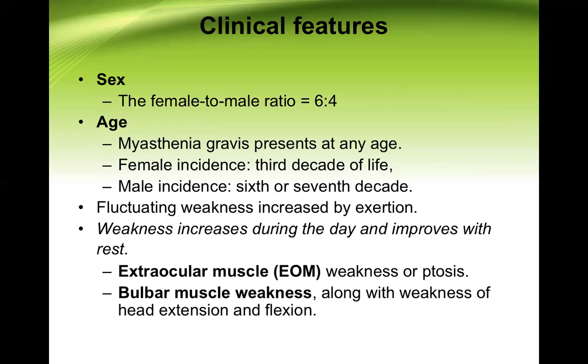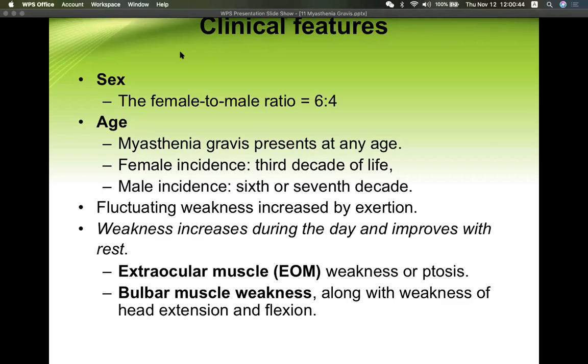Now, after this, let's talk about the clinical features. It is a very easy concept for you after you understand the pathophysiology. Regarding sex, the female to male ratio is 6:4. Just like any other autoimmune disorder, myasthenia gravis is more common in females. Regarding age, it presents at any age, and in females mainly the third decade of life, meaning 30 to 40, is affected. Male incidence is in the 6th or 7th decade, in much older people, but it is more common in females. So we have to remember the third decade of life in females.